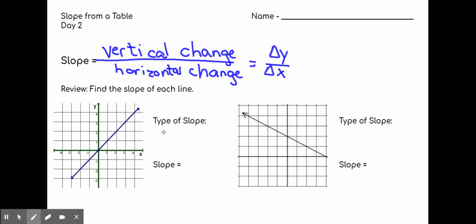Okay, so look at this first one. I want you to tell me the type of slope. Is it positive, negative, zero, or undefined? And I want you to actually find the slope of this graph. So pause the video, tell me the type of slope, find the slope for this line on this graph.